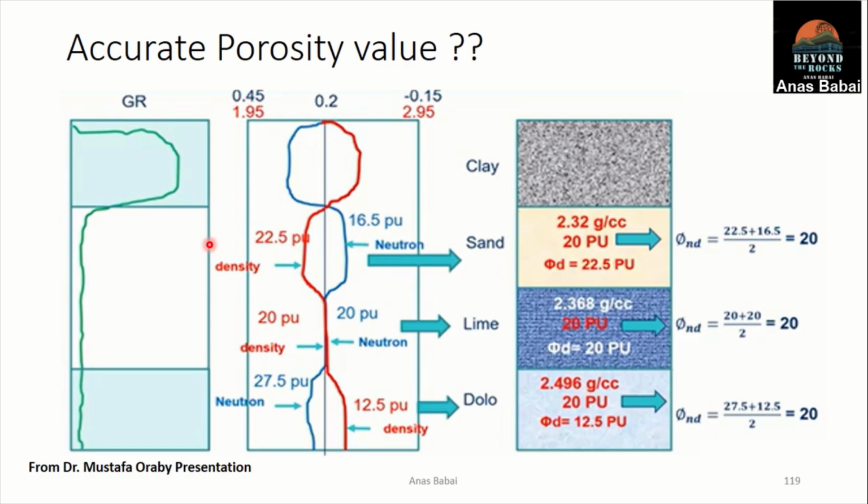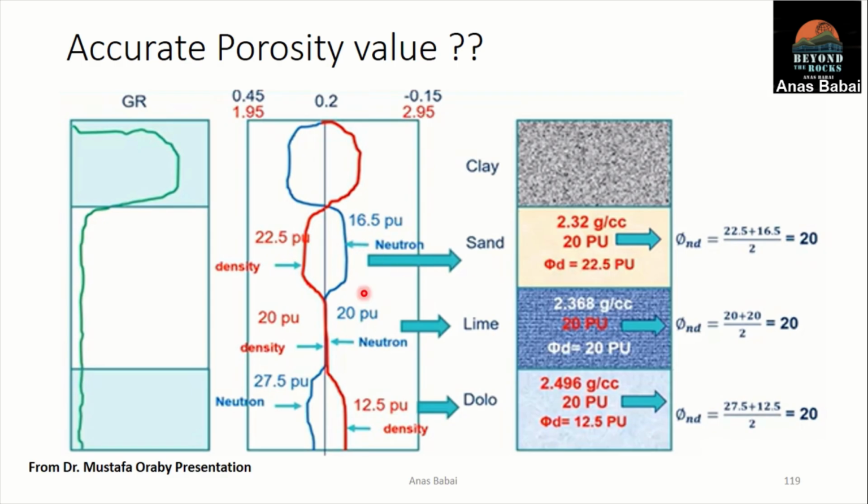So how do we know which one is correct if we want to calculate porosity? Is it neutron or is it density? Simply, we sum both of them and divide by 2, and we'll get the accurate value. As I said, it might seem wrong at the beginning because we are getting values different from these, but after combining both of them together, we are actually getting the same value for the lithology, which is 20%.